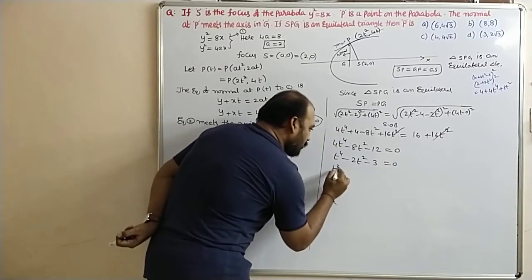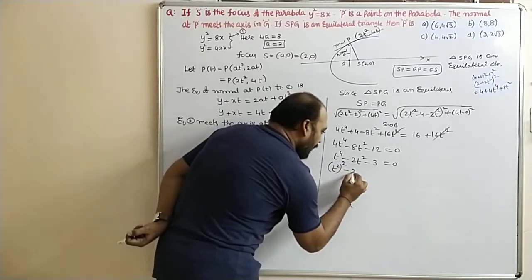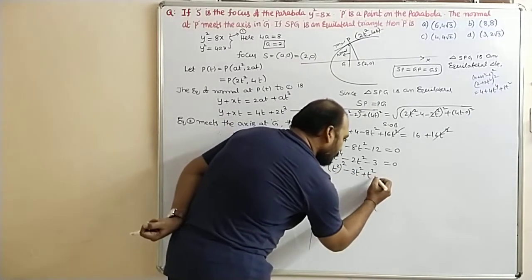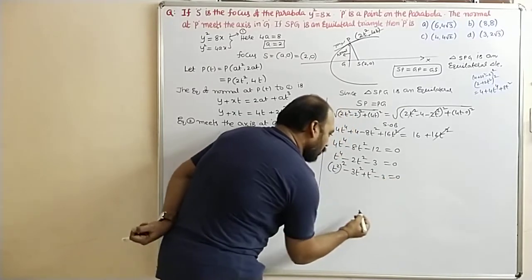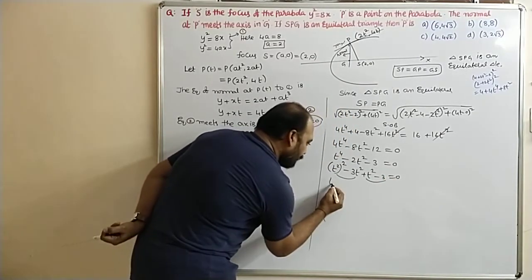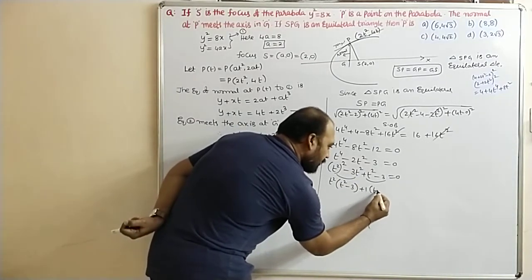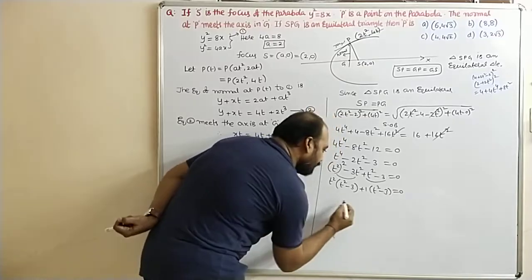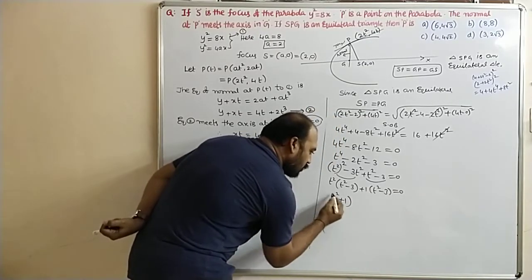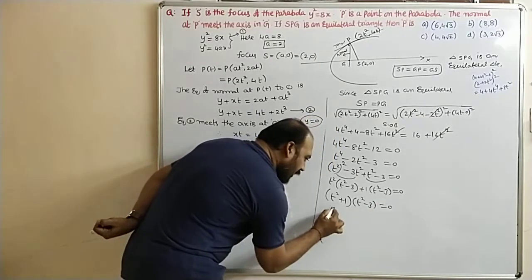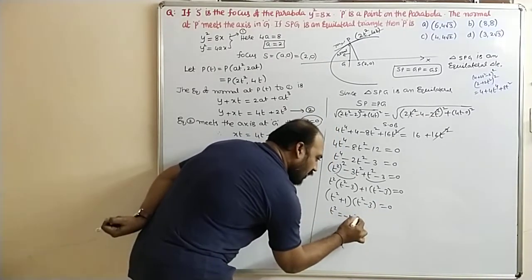Factorization, t square whole square minus 3t square plus t square minus 3 equal to 0. From these two, t square if you take common, t square minus 3 plus 1 into t square minus 3 equal to 0. So t square plus 1 into t square minus 3 is equal to 0. T square equal to minus 1 is not possible.